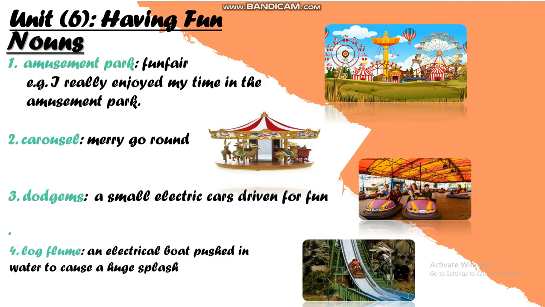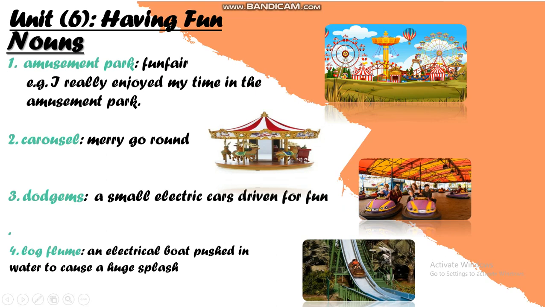So we'll start with the first column, which is the nouns. Okay, and the first word is amusement park, which is the fun fair, like Dream Park and Z Park, where you can find the carousel and the log flume and the roller coasters. So amusement park is the fun fair, as you can see here in the pictures, with lots of games that you can play. So I really enjoyed my time in the amusement park.